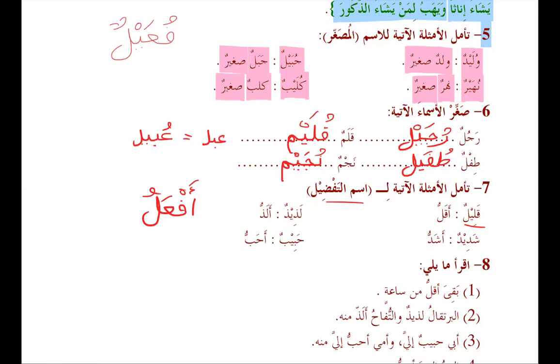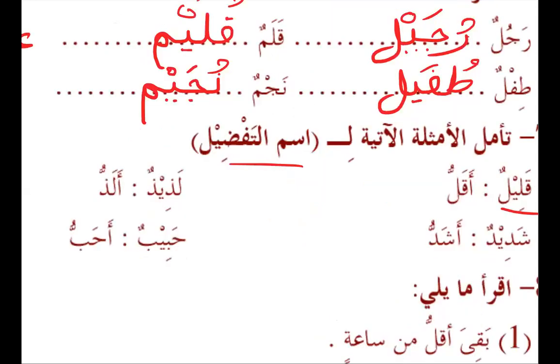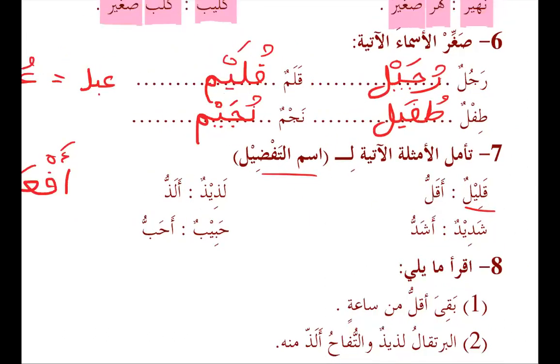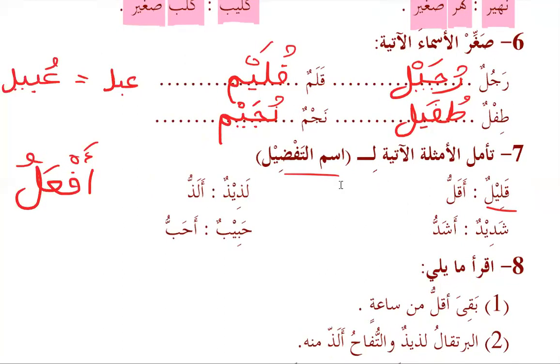لذيذ ألذ. So I'll just make it a bit bigger. لذيذ ألذ. ما معنى ألذ؟ More tasty. Tastier, isn't it? Tastier. نعم. ضعه في جملة ألذ.